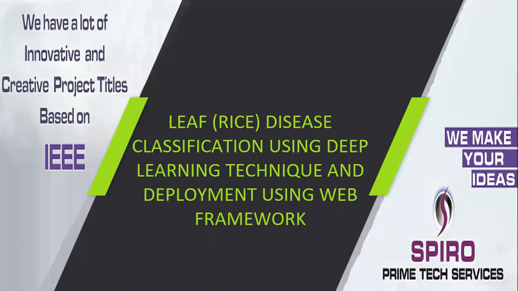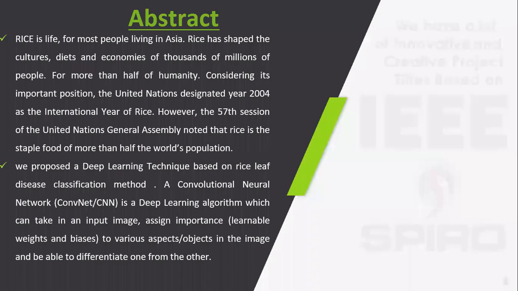Project code ITPYIP10. Project title: Rice Leaf Disease Classification using Deep Learning Technique and Deployment using Web Framework. Abstract: Rice Leaf Disease.